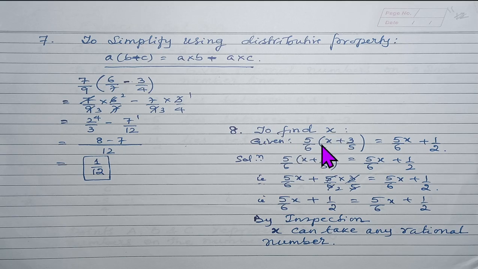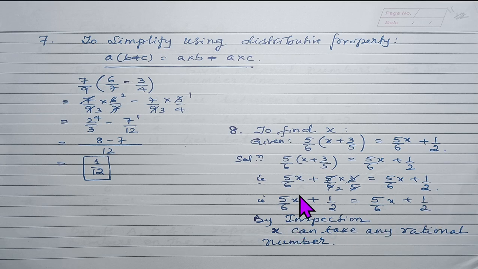Let us simplify the LHS first. 5 by 6 into x plus 5 by 6 into 3 by 5 is equal to 5 by 6 x plus half. Now if I simplify this, I get 5 by 6 x plus half. So if you inspect this, you find that LHS and RHS are both equal. 5 by 6 x and 5 by 6 x are equal, and half is also equal to half.